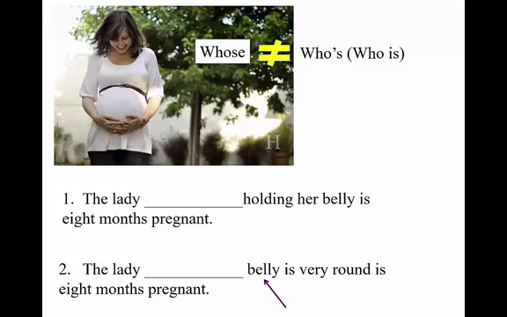Did you figure it out? Number 1. The lady who's, or who is, holding her belly is 8 months pregnant. Number 2. The lady whose belly is very round is 8 months pregnant.